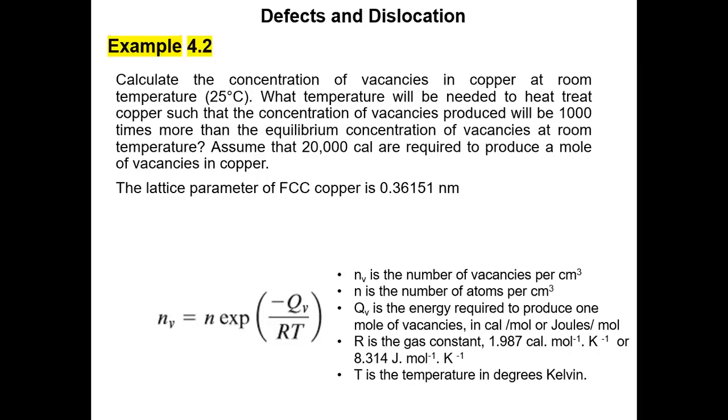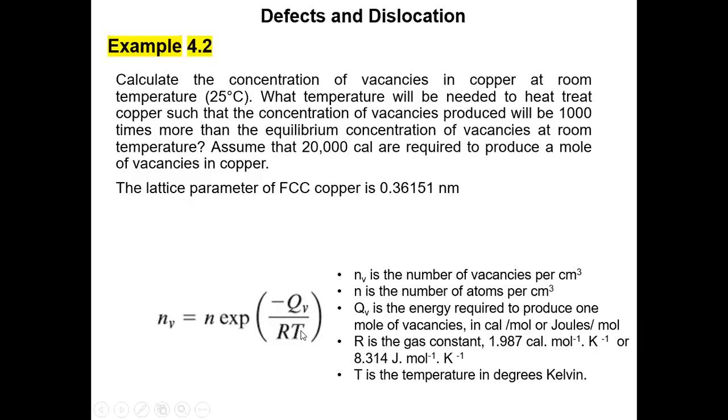Right? That is the step to find the N value. So after that, the question is easy. QV is the energy required to produce 1 mole of vacancies. Right? So QV is 20,000 calories per mole. So the R, the gas constant, you have to use 1.987.